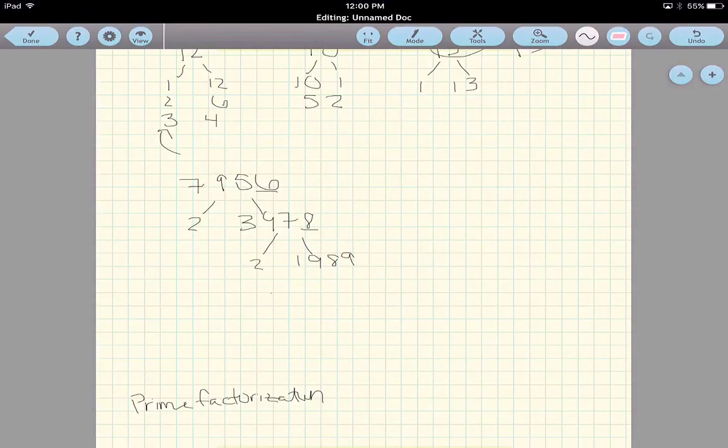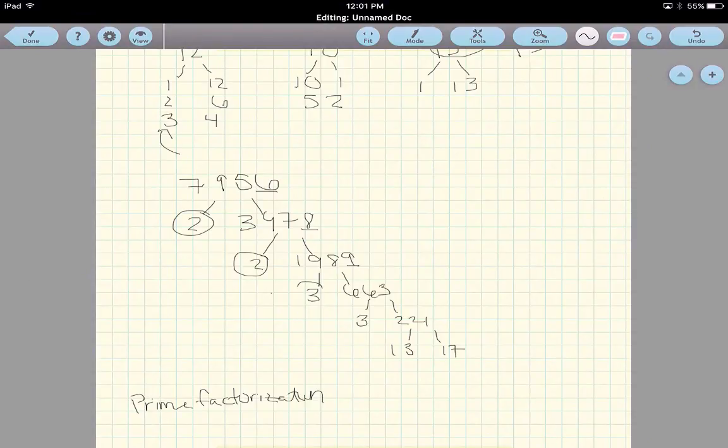1,989. Now this ends in a 9, so what I tried was to divide it by the number 3. This works, and we get 663 remaining. This number can also be divided by 3, and we have 221 remaining. 221 is actually the product of 13 and 17, which are both prime numbers.